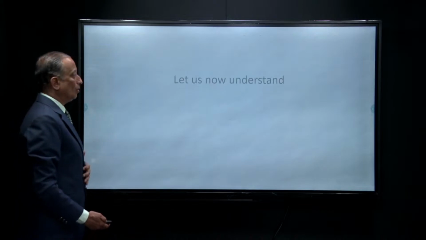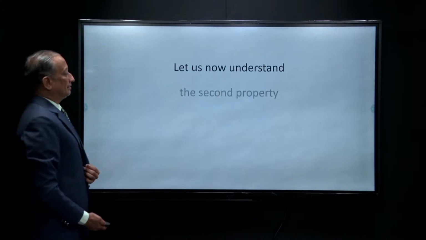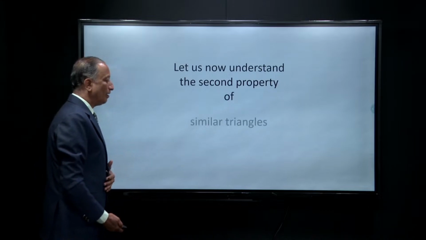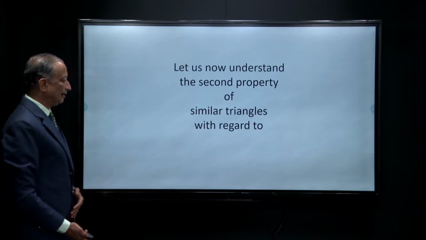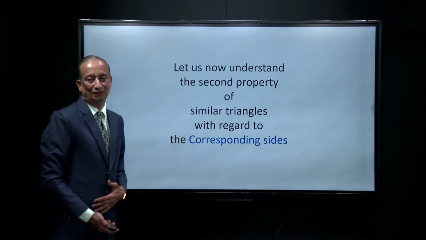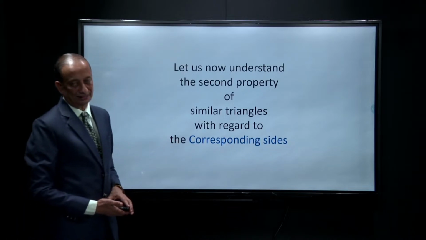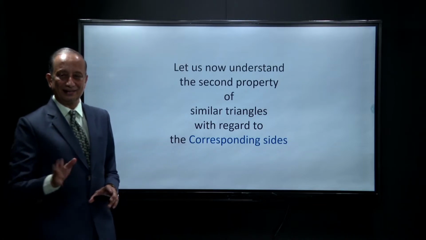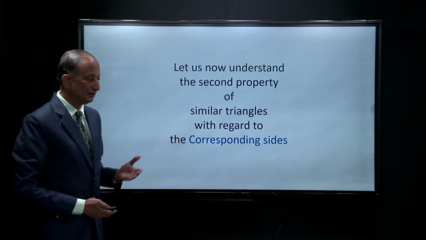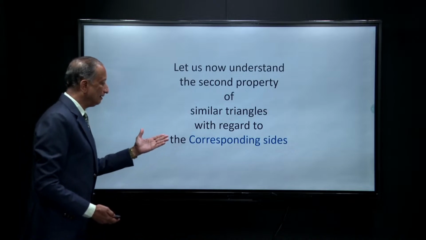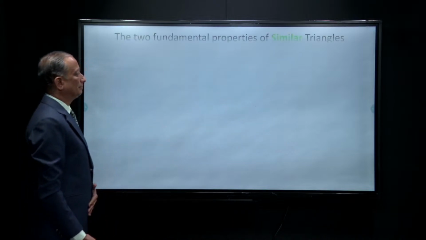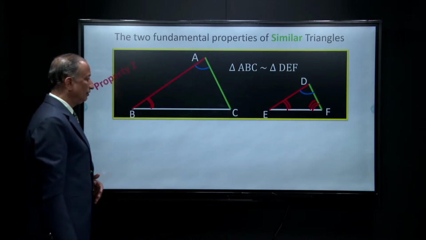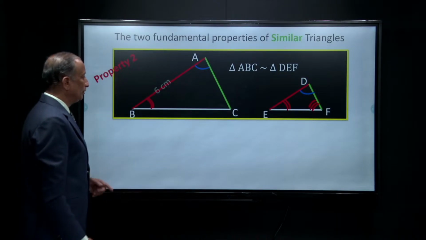Okay, now let us understand the second property of similar triangles. This is with regard to the corresponding sides. Any idea, children, how about the corresponding sides? Any idea you have? The property with regard to the corresponding sides. Let us consider the same figure. So this is property number 2.